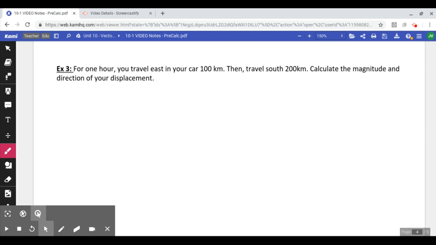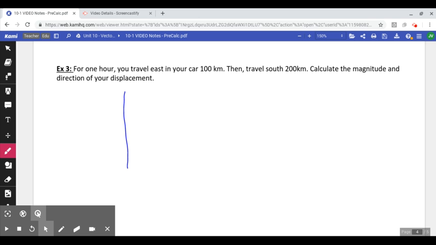In example 3 and example 4 for that matter, we're going to go over some relatively basic vector problems. They get a little more complicated than this. We'll save that for a later lesson. For now, let's just read through this word problem, this quasi real life example, and we'll see if we can find the answer. So it says for 1 hour, you travel east in your car 100 kilometers, then travel south 200 kilometers. We're asked to calculate the magnitude and direction of our displacement.